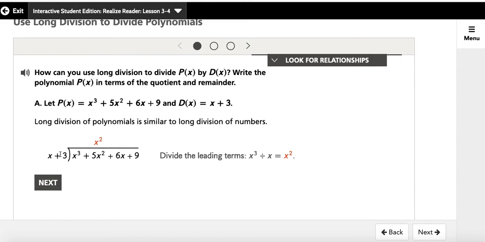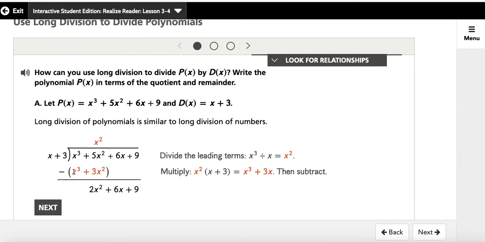If we multiply x by x squared, we'll get x cubed, so that's what belongs here, x squared. And then you actually multiply x times x squared to get x cubed plus 3x squared, and then you subtract, just like doing a division problem. You'll get nothing for the x cubed terms. 5 minus 3 is 2x squared.